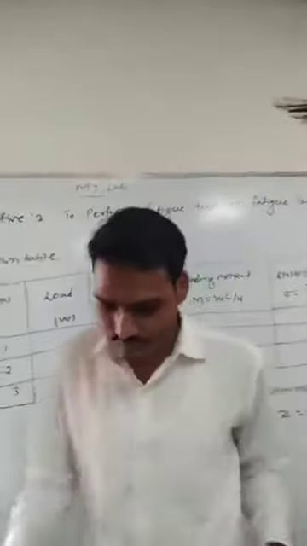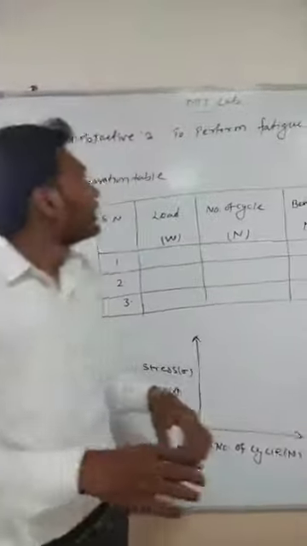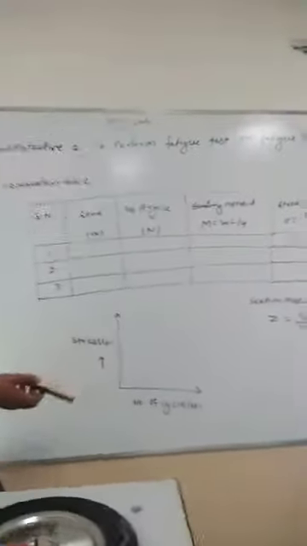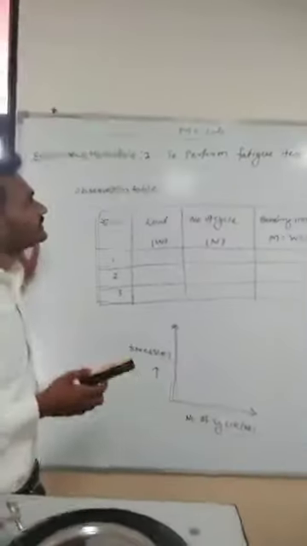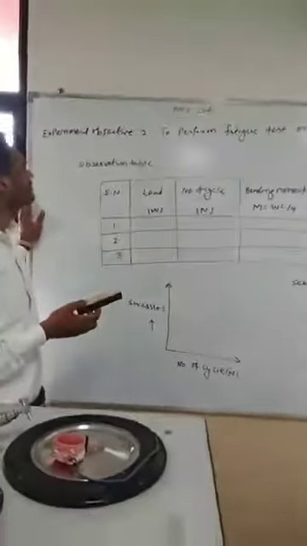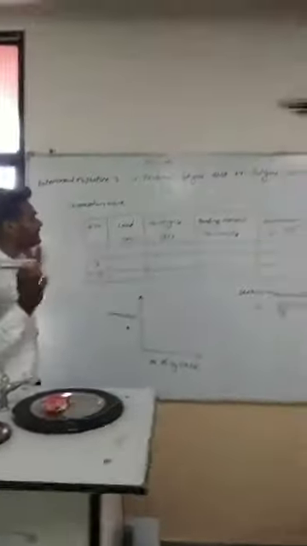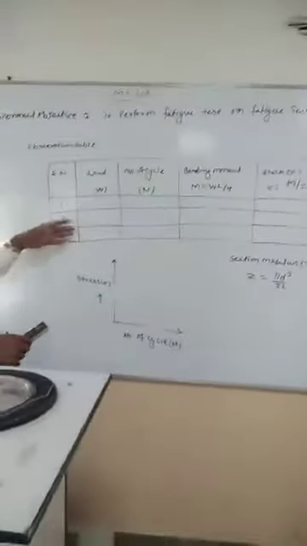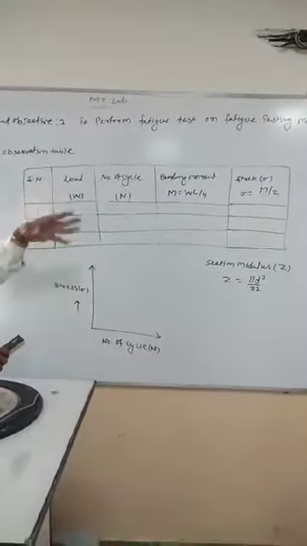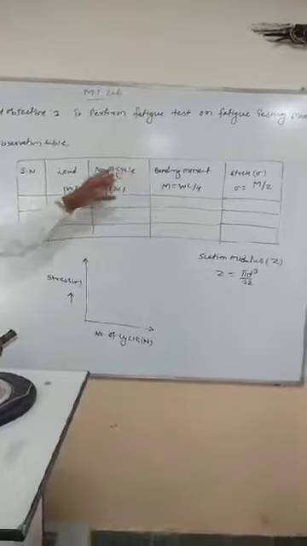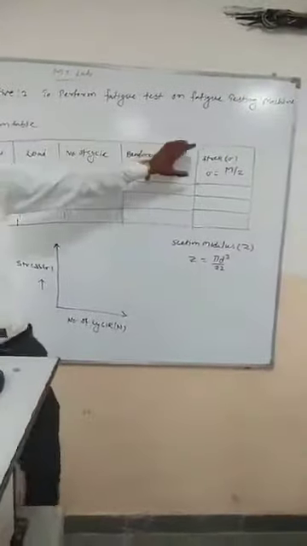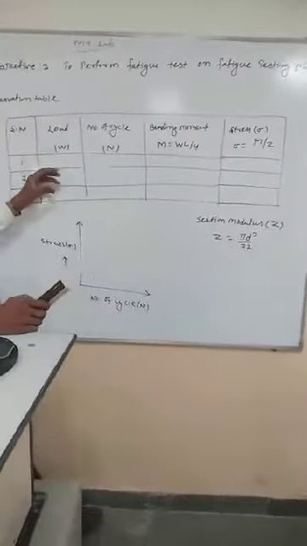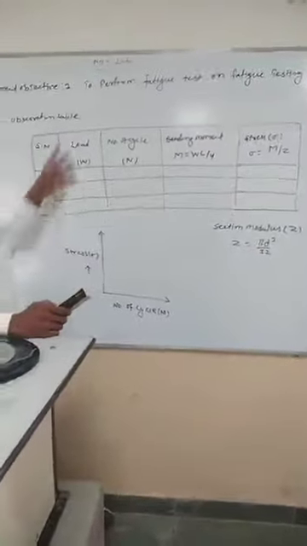Now we are going to the calculation part and theory portion of this experiment. Our objective is to perform the fatigue test on the fatigue testing machine. This is your experimental setup. We discussed the machine. This is the observation table. There are 4 columns: load applied on the machine, number of cycles before the fatigue strength, bending moment and bending stress. How do we calculate?